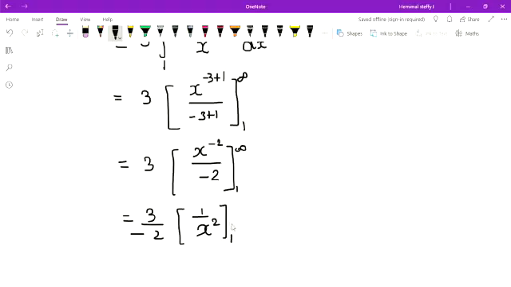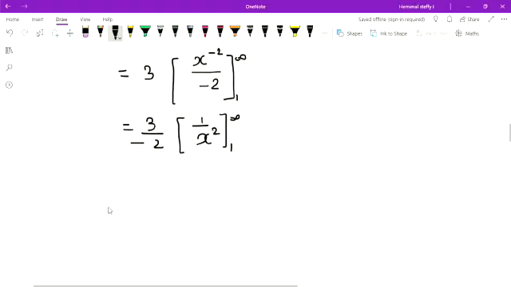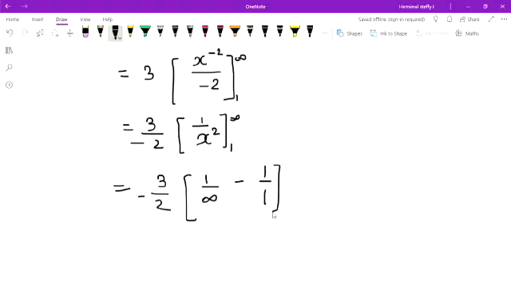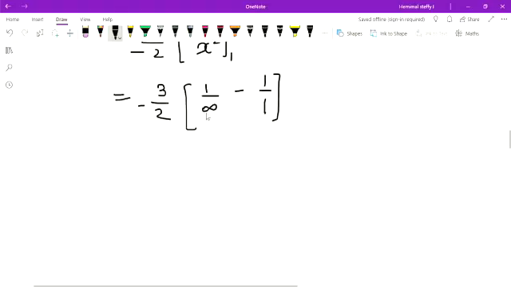Then the next step, I will substitute the limit values in place of x. Instead of x, I substitute the limits: 1 by infinity squared, which is 1 by infinity, minus 1 by 1. So 1 by infinity means 0. Minus and minus make plus, so we have 1. So 3 by 2 is the answer of E of x.